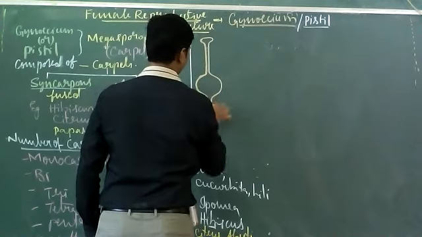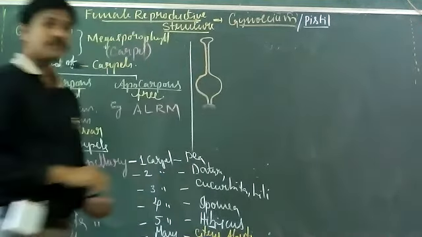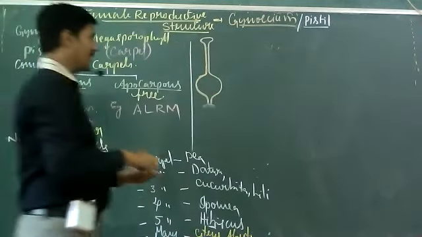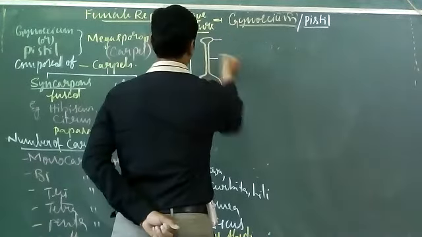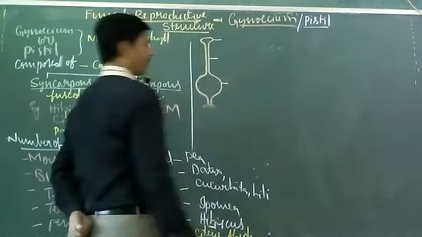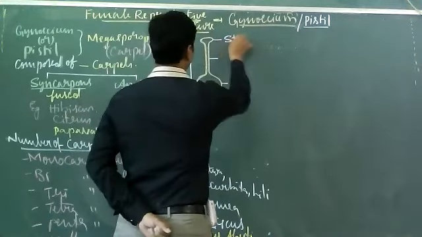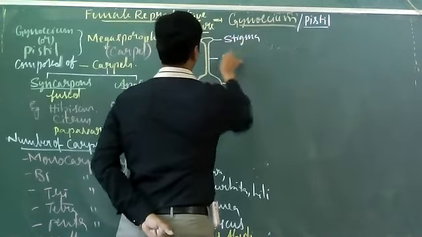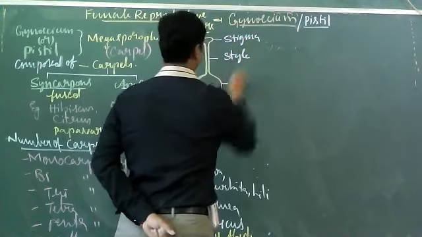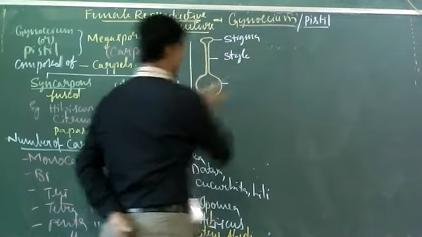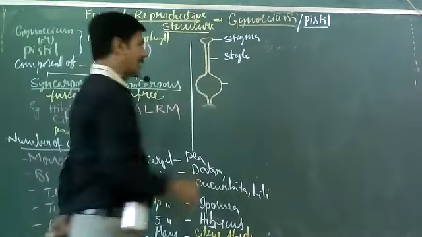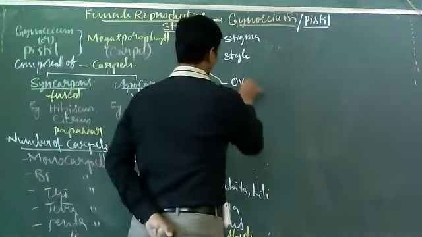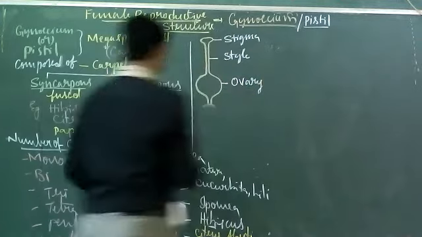So this is the structure of gynoecium. When we see the structure of the gynoecium, it possesses three regions, they are stigma, style, and the ovary. The basal swollen region is called as ovary.